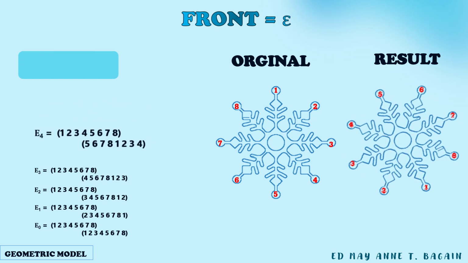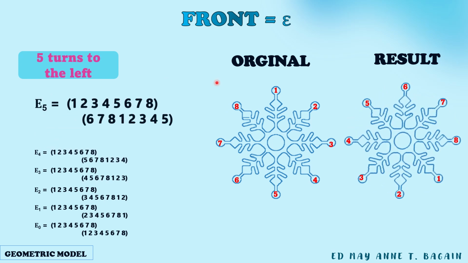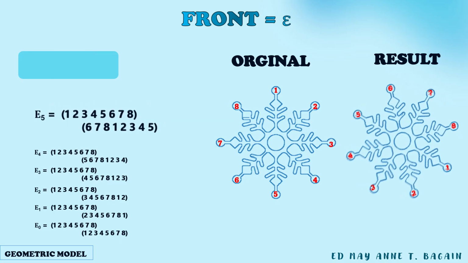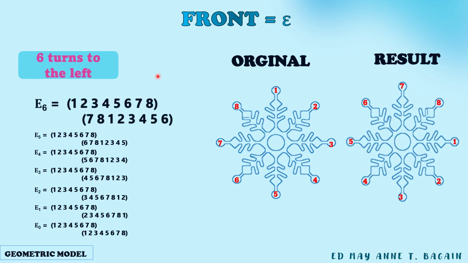Okay, now epsilon sub 5, we have 1 as 6, so it will just go there. 6, 7, 8, 1, 2, 3, 4, and 5. So let's check for the epsilon sub 6. We will be turning 6 turns to the left. So after 6 turns to the left, we will be seeing it 7 here, as we can see. That is why 7, 8, 1, 2, 3, 4, 5, 6. 6 will be the last, which is the 8, as we can see here.